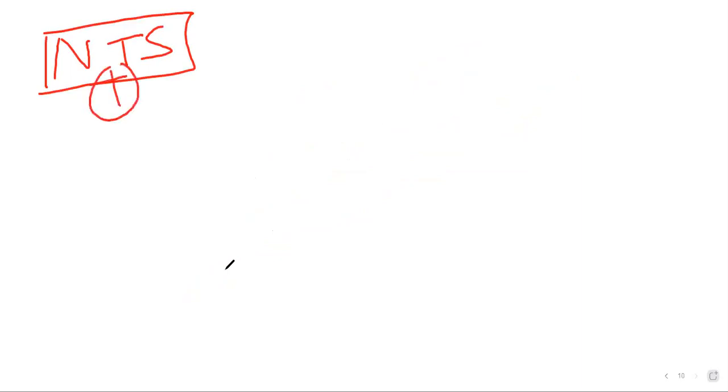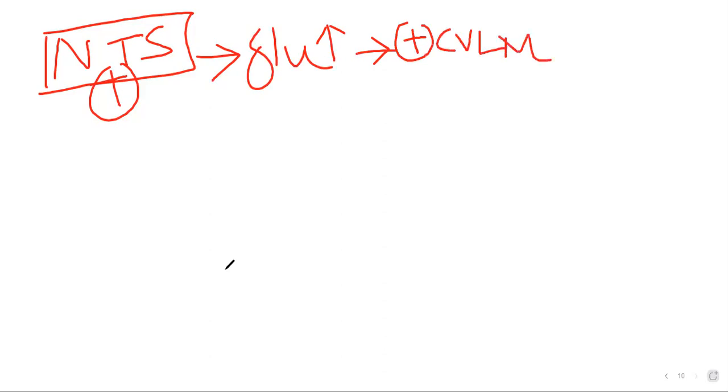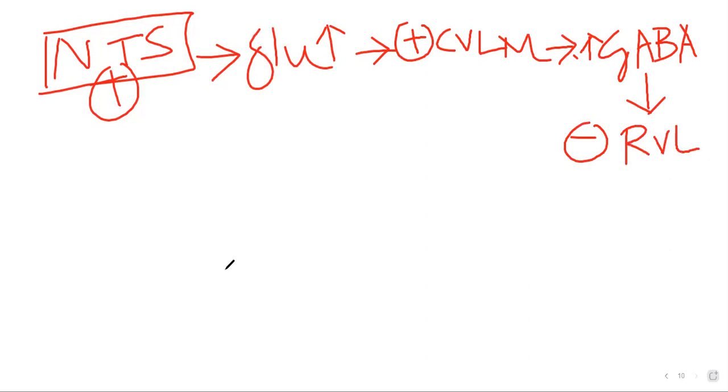After getting stimulated via the 10th afferent nerve, they will release more glutamate, and this glutamate will stimulate the caudal ventrolateral medulla. This caudal ventrolateral medulla stimulation will lead to increased release of gamma amino butyric acid, and this gamma amino butyric acid will inhibit the rostral ventrolateral medulla. This rostral ventrolateral medulla inhibition will lead to decreased release of glutamate.